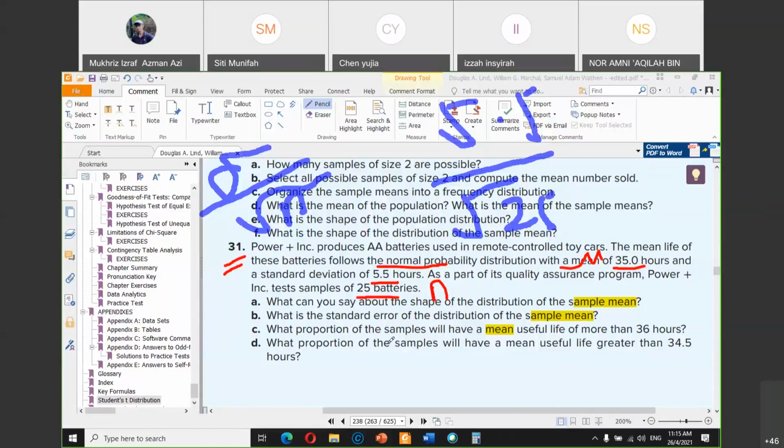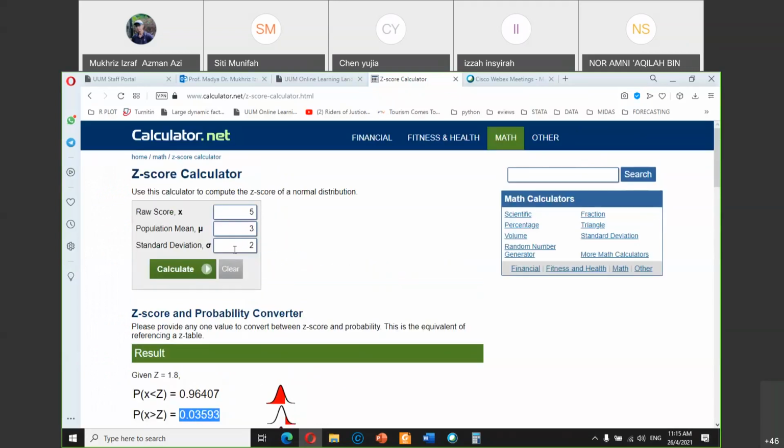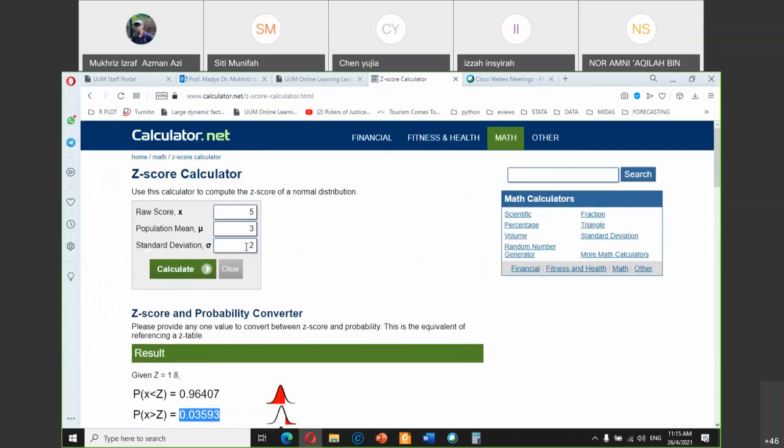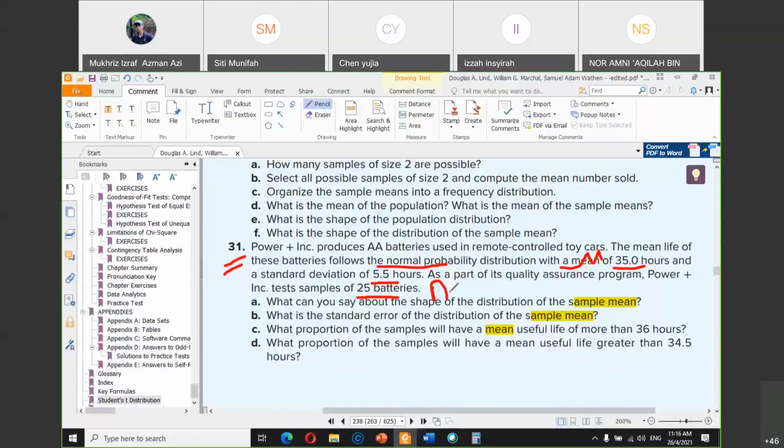What proportion of the samples will have mean useful life more than 36 hours? For this one, if you want to solve using the online calculator, you need to be careful, because there is no formula for you to use the sample standard deviation, since it is always sigma here. So you need to calculate manually. In our question, notice that we don't use the word standard deviation, we use the word standard error, because we are referring to the sample. Standard deviation refers to population, but whenever you calculate based on a sample, we call it standard error, which is sigma over square root of n.